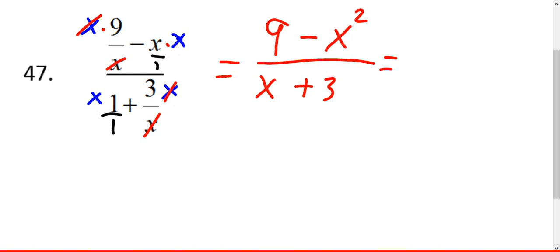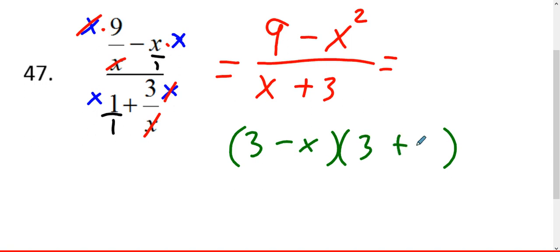9 minus x squared, that is a difference of squares. Perfect square, perfect square. So that factors. Now the square root of 9 is 3. And it's the conjugates because it's a difference of perfect squares. So 3 minus x, 3 plus x over x plus 3.